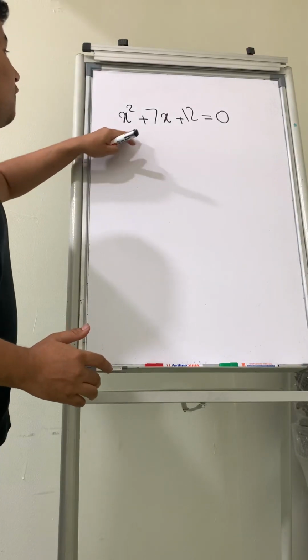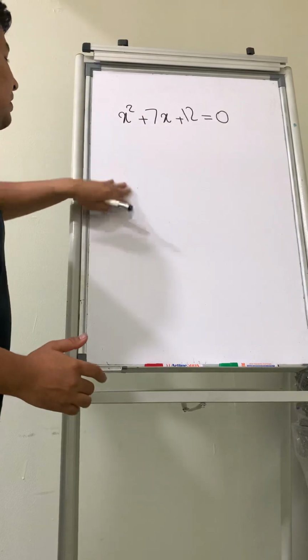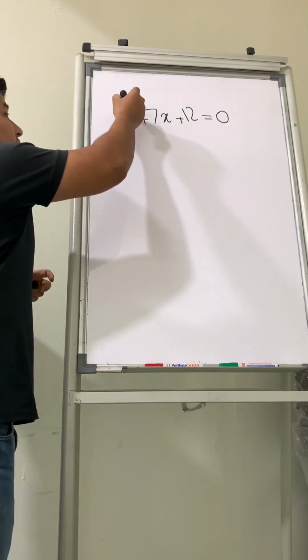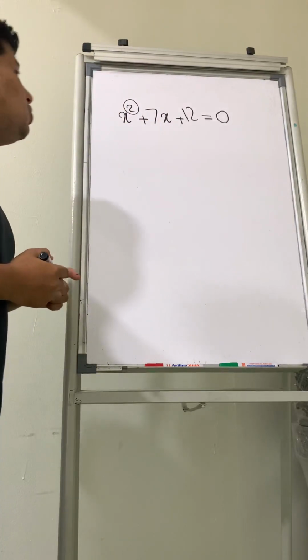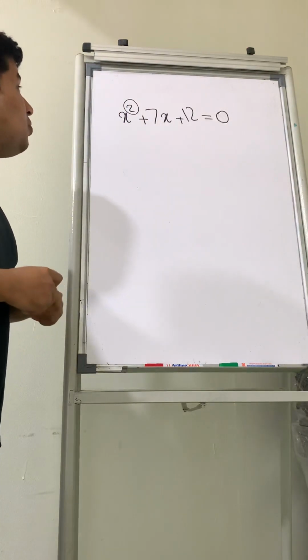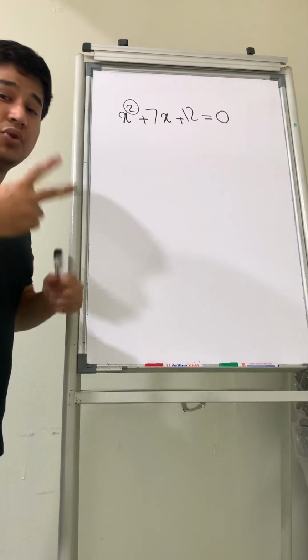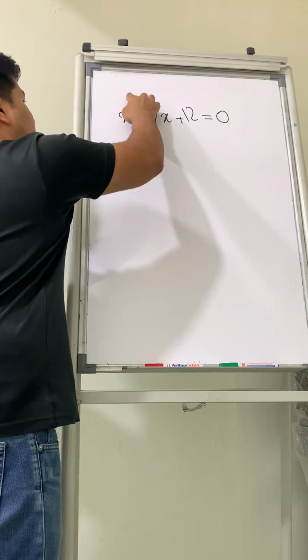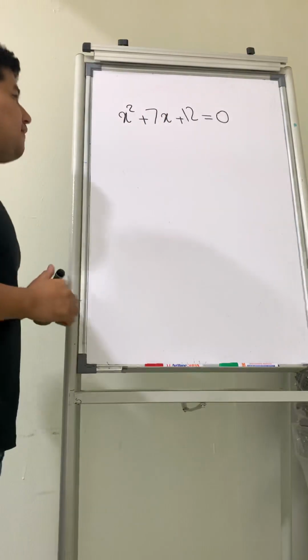Alright, so we need to find the x, how much is the x. As we know, this is a quadratic equation because there is a square, the power of 2 here, so we will have two different values of x. So let's start and jump to the factorizing.